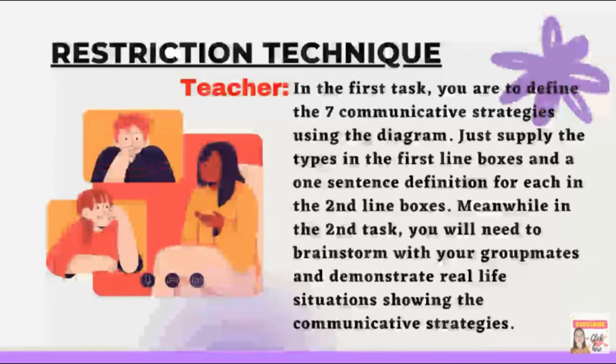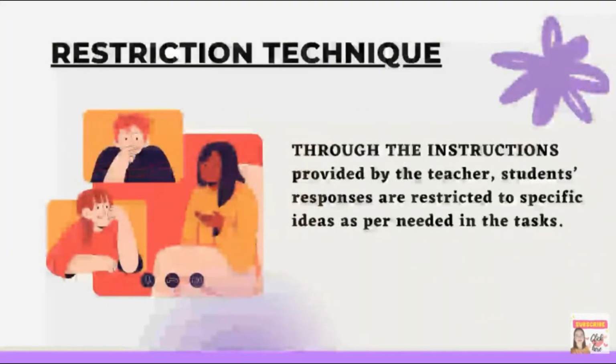In the first task, you are to define the 7 communicative strategies using the diagram. Just supply the types in the first line boxes and a 1-sentence definition for each in the second line boxes. Meanwhile, in the second task, you will need to brainstorm with your groupmates and demonstrate real-life situations showing the communicative strategies. Through the instructions provided by the teacher, students' responses are restricted to specific ideas as per needed in the task.